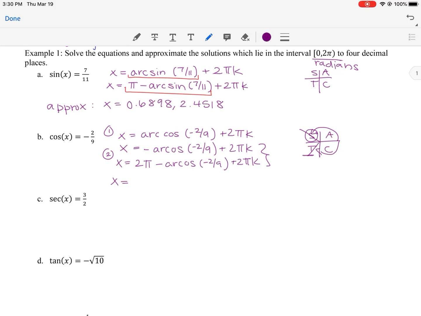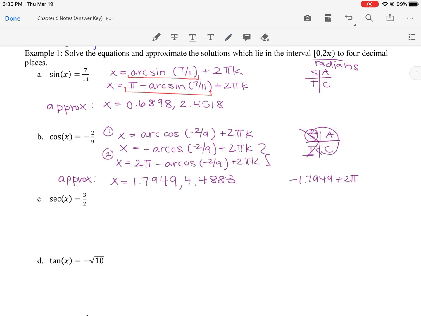Okay, then we're just to the stage of plugging in our calculator. So arc cosine of negative 2/9, and our calculator gives us 1.7949. As for this other one, you could type in the negative, right? And if you type in the negative arc cosine, you get negative 1.749. But then you are going to have to add the 2 pi because it asks us between 0 and 2 pi. So when we add the 2 pi, we get 4.4883 as an equivalent, or another approximate answer.